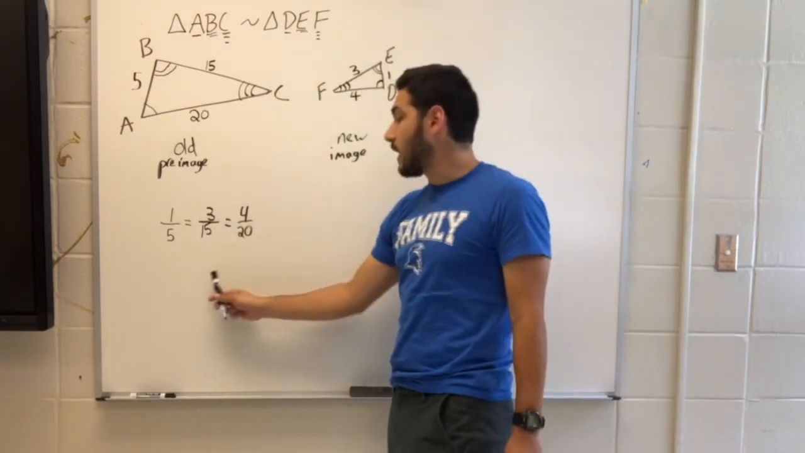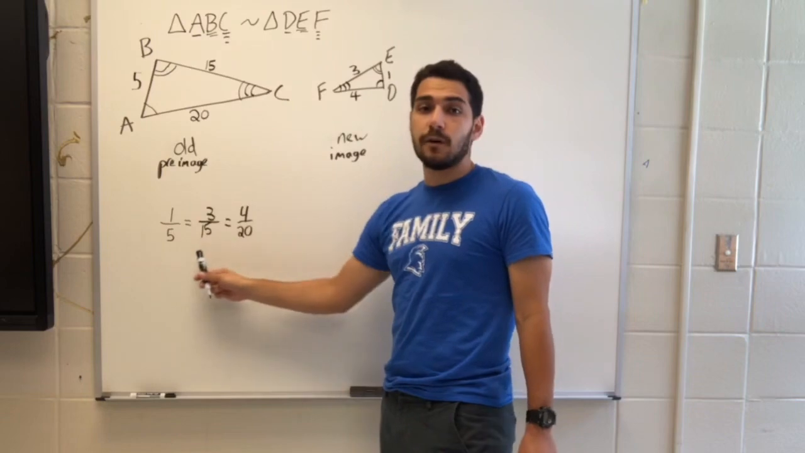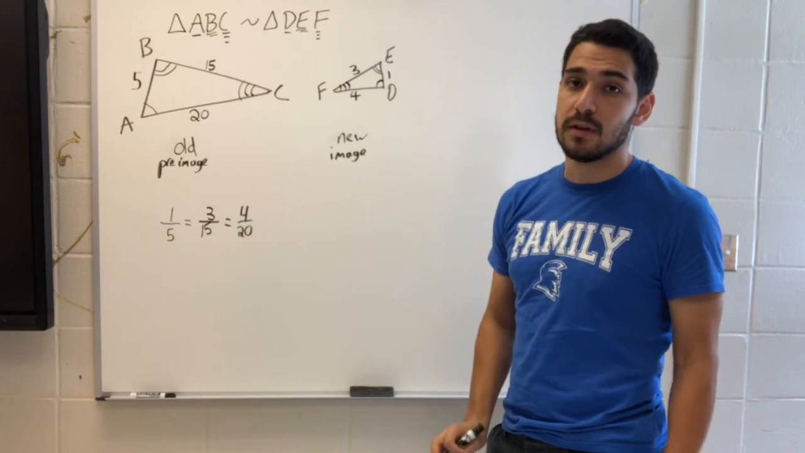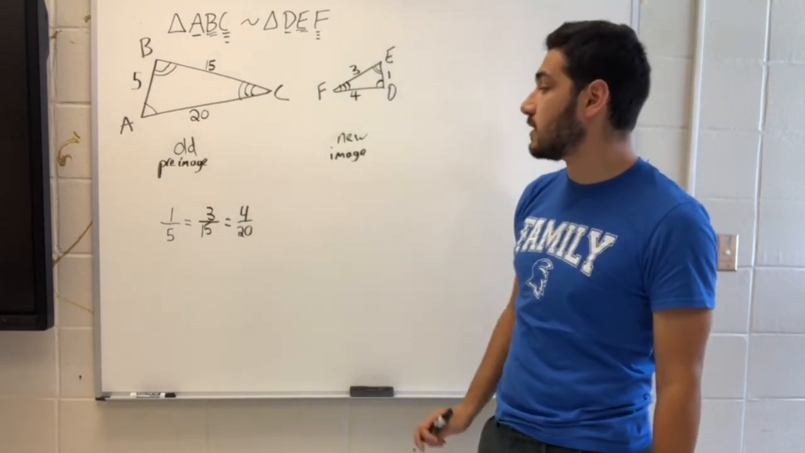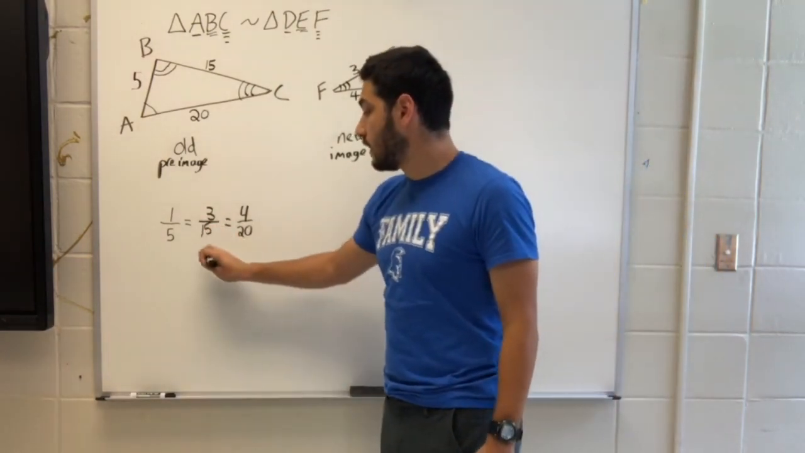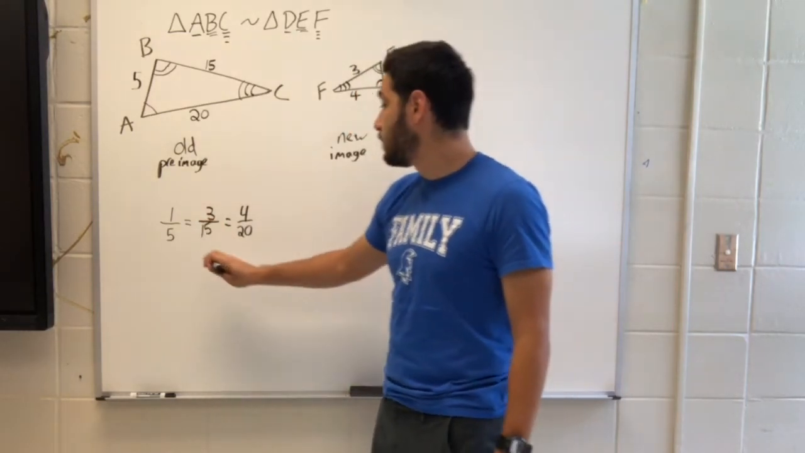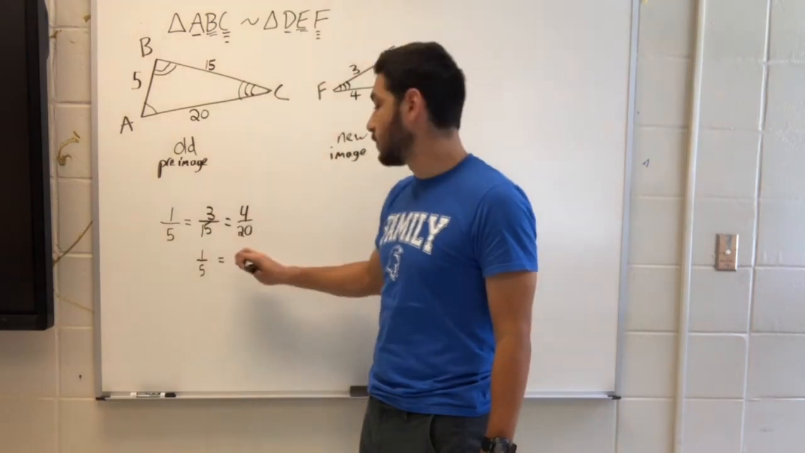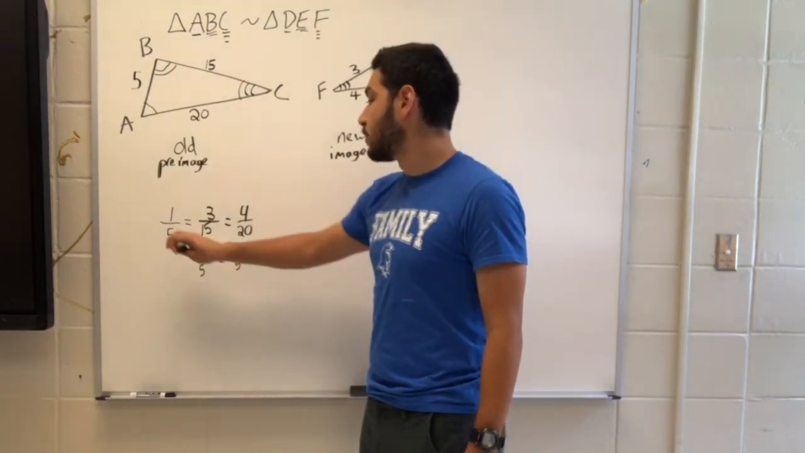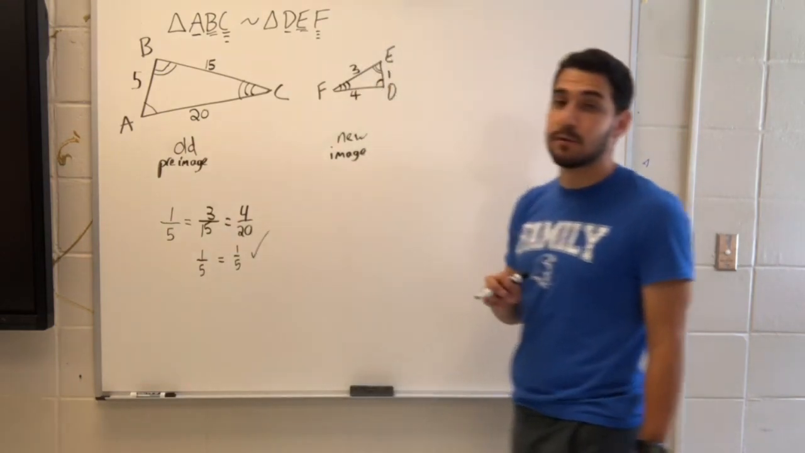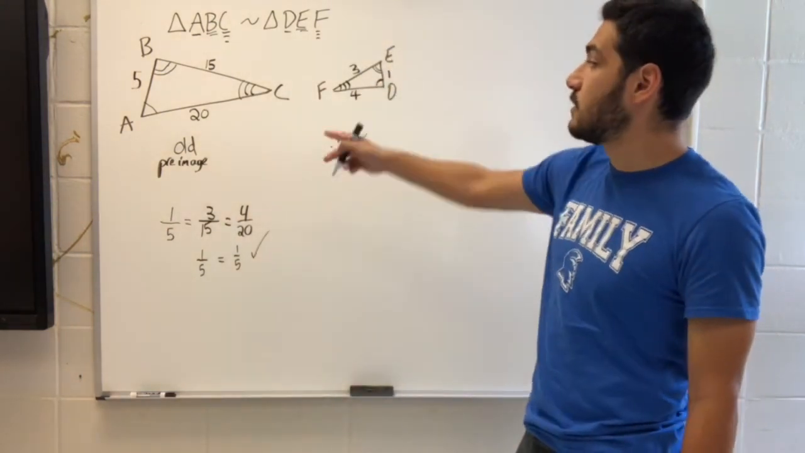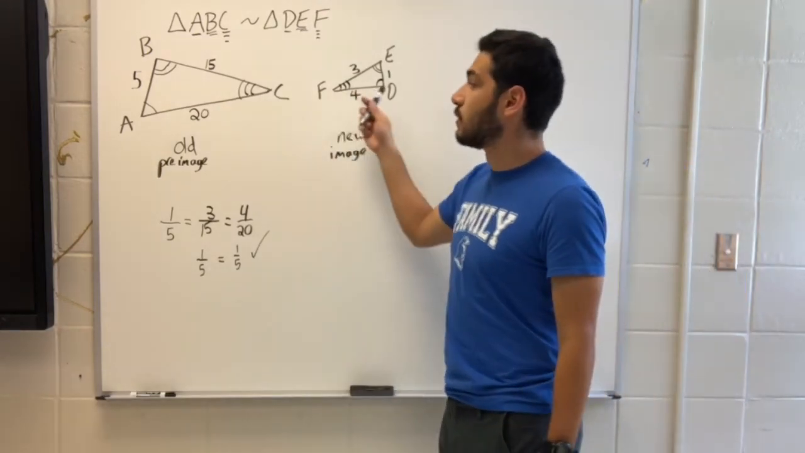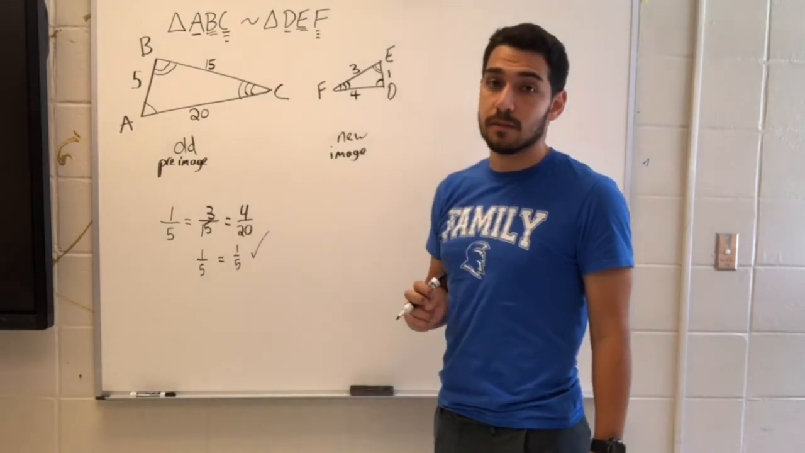Now, these are three fractions, and if all three of them are equal to each other, then we can say that the corresponding sides are proportional, and we can confirm that these are similar figures. Now, 3 over 15, if we were to reduce that or simplify it, that would get us to 1 over 5. The same thing happens when we reduce 4 over 20. We get 1 over 5. So because all three of these reduce to 1 over 5, that shows us that these two triangles have proportional corresponding sides. They have congruent angles, which means they are similar.